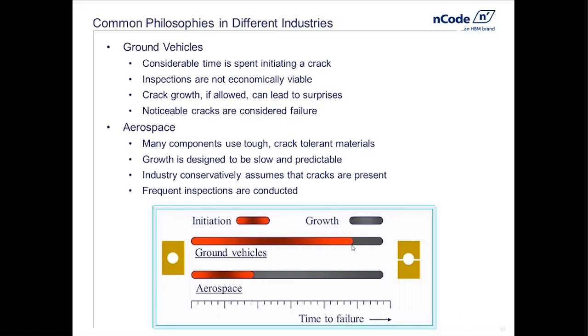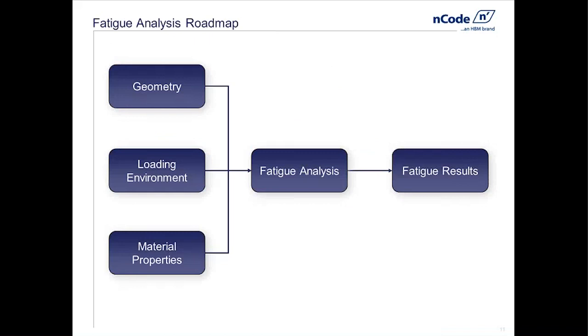So, with this idea of crack growth and crack initiation, let's think about how we would analyze a fatigue problem. This is what we call the 5-box trick. This has probably been shown in a number of webinars that you may have seen with us here. This is our roadmap of how to do fatigue analysis. So we have 3 inputs on the left into some fatigue analysis, and we get some results. So let's define what these are.